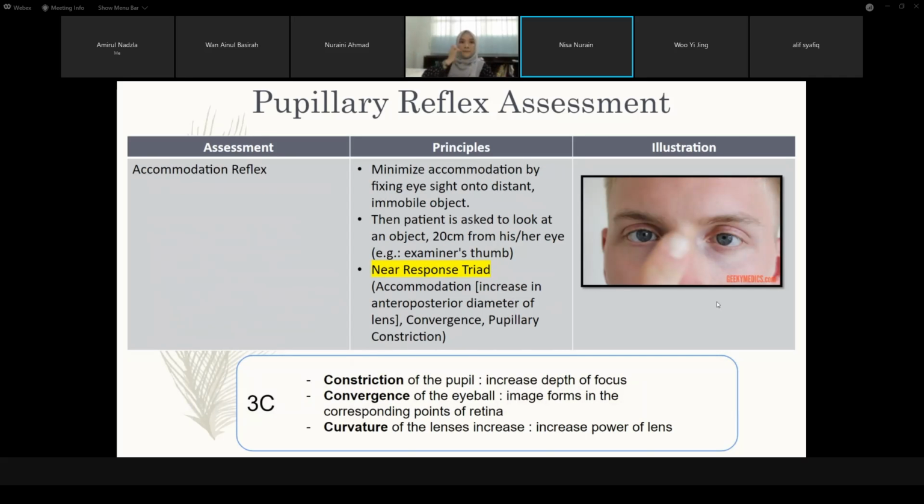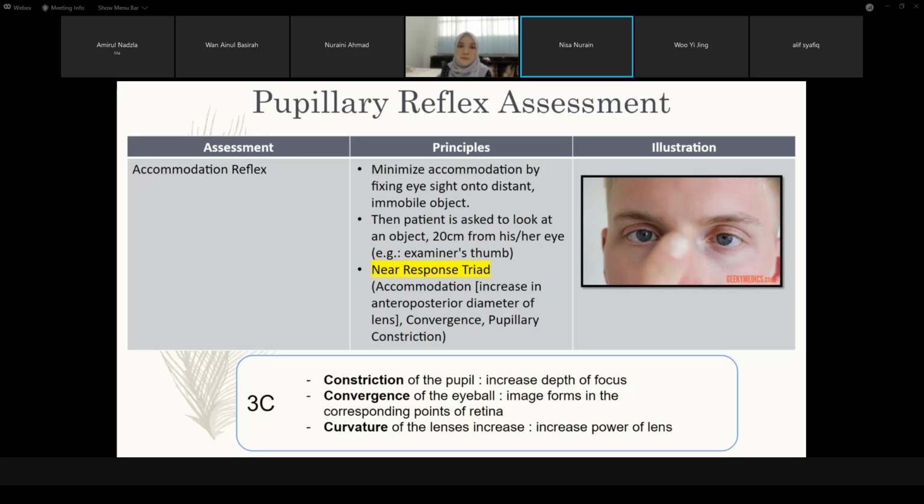Alright, so next we have the accommodation reflex. The principle: we minimize accommodation by fixing eyesight onto a distant or immobile object, same as before. Then the patient is asked to look at an object 20 cm from his or her eye. We can use, for example, our own thumb. The result is also known as the near response triad: accommodation, which increases the antero-posterior diameter of the lens, convergence, and pupillary constriction.